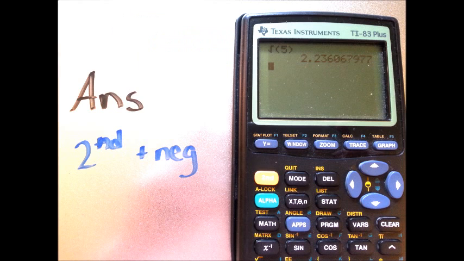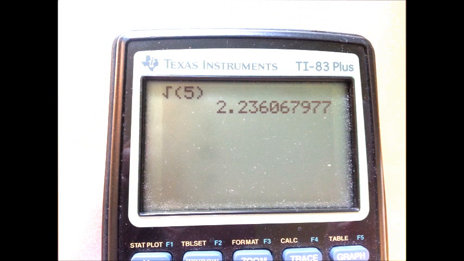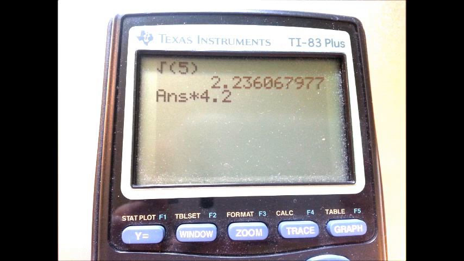Another really helpful feature of our calculator is the ability to ask it to work with the answer it just gave us. We do this using the second and then the negative keys. So imagine you want to use the answer that was equal to the square root of 5. Imagine that we want to take this answer and multiply it by 4.2. You can simply type multiply by 4.2 and the calculator will understand to multiply the answer.